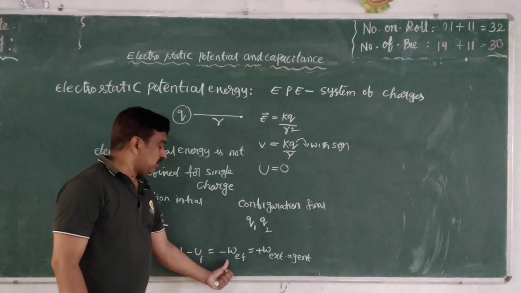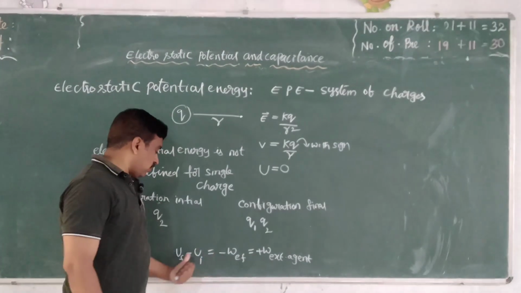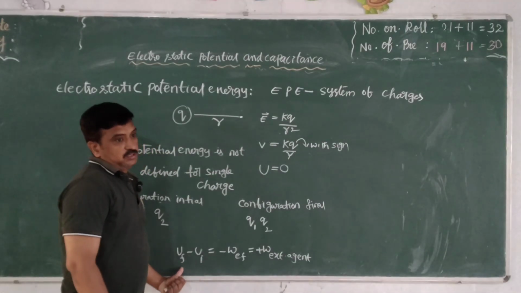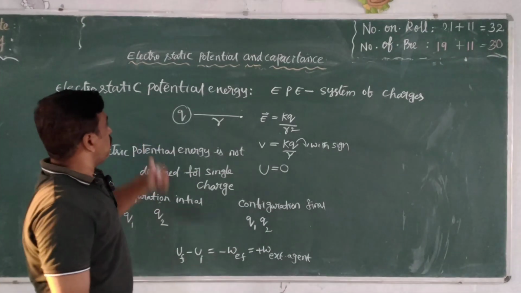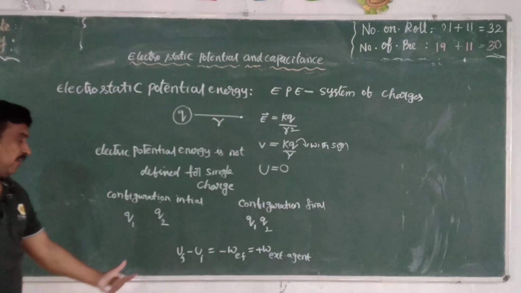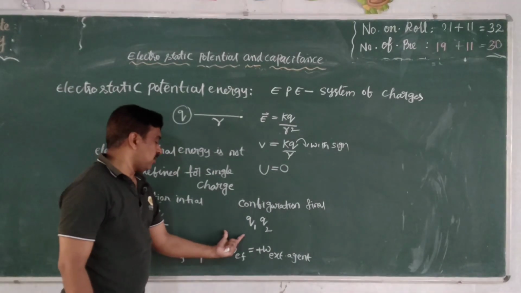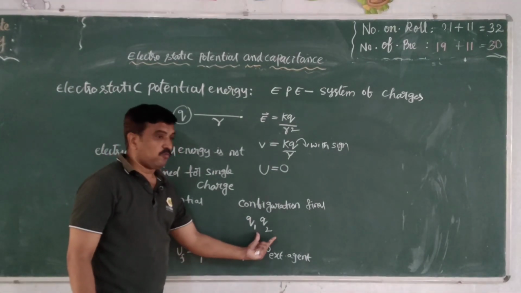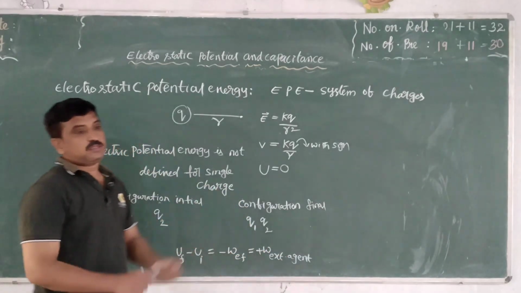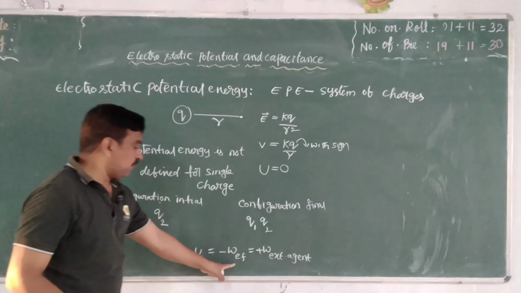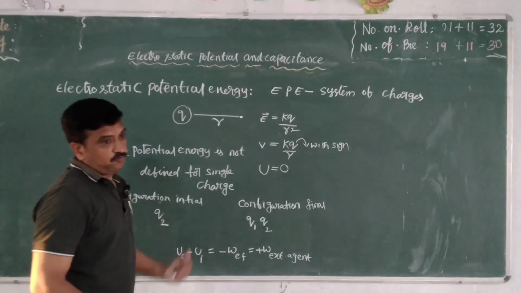So that work done by electric force, we call it as change in potential. In physics, electric potential energy is defined as change in potential equal to negative of work done by electric force or positive of work done by external agent. Why here electric force? Here it is an internal force.